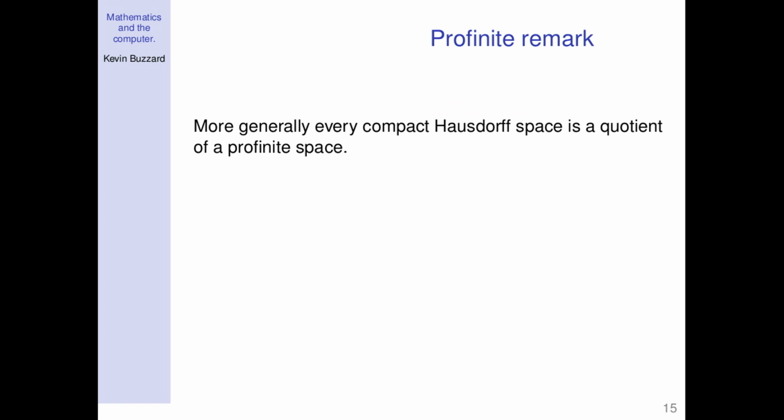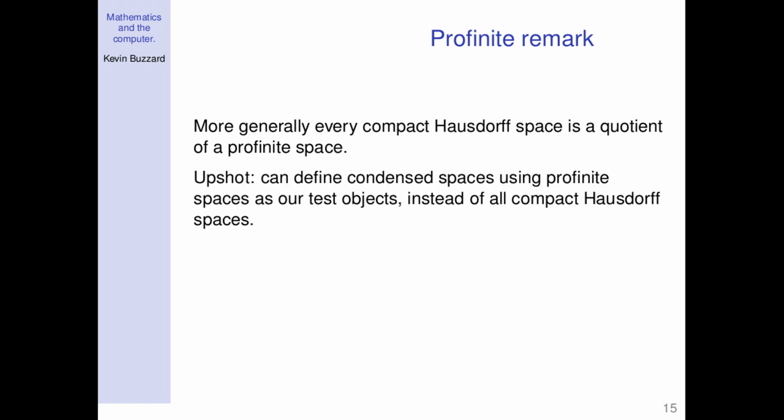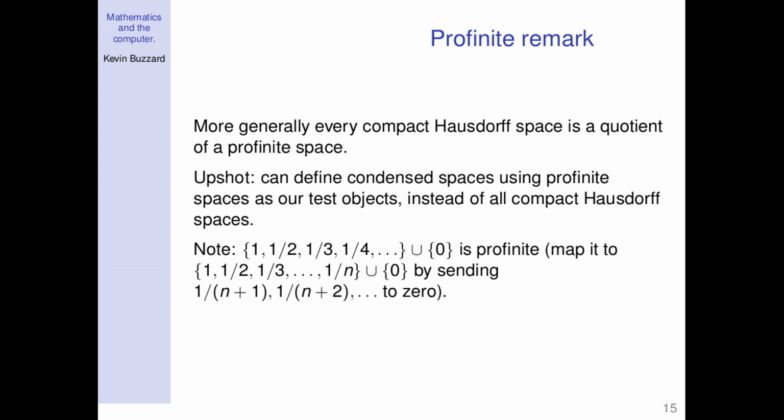It's actually generally true. Every compact Hausdorff space is a quotient of a profinite space, because you take your compact Hausdorff space, you throw away the topology completely, and then you've got a discrete space, and then you look at the Stone-Čech compactification, which is an incredibly large profinite space. So it turns out that when you're defining condensed sets, you don't need to use all compact Hausdorff spaces as test objects. You can use profinite spaces if you like, and you get the same theory.